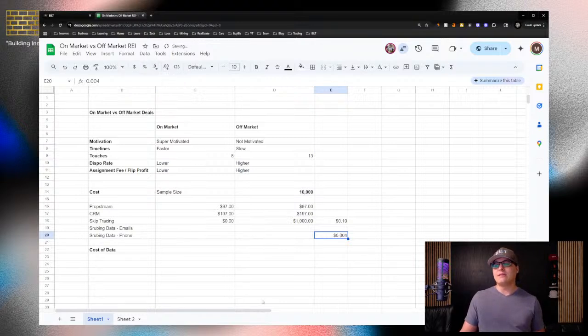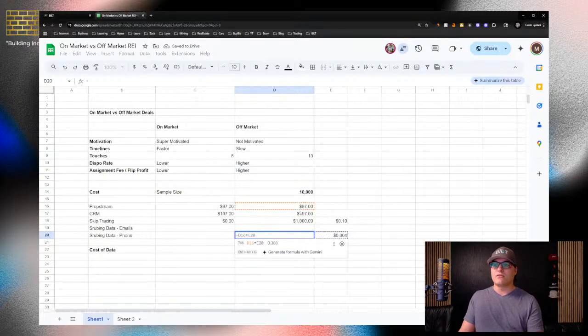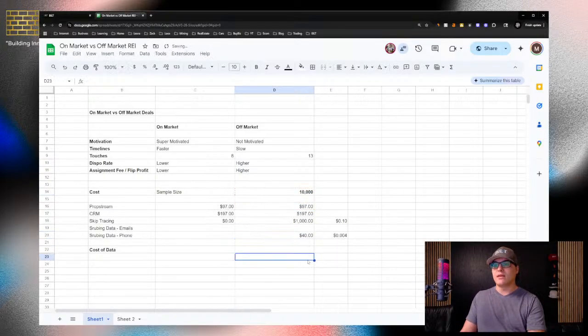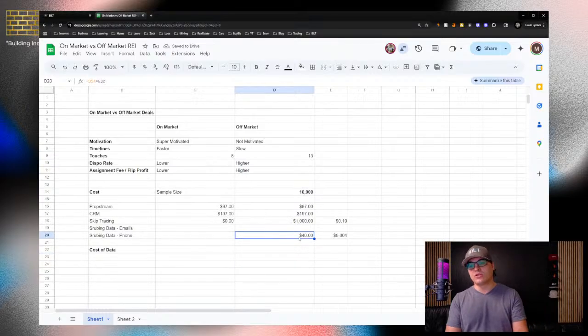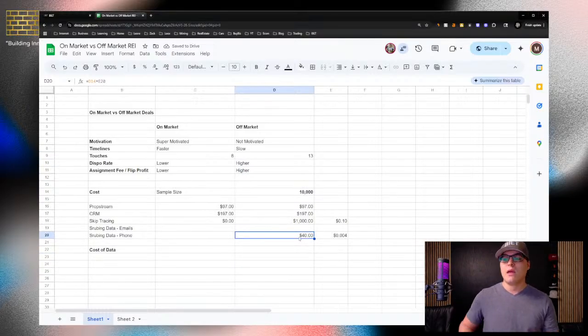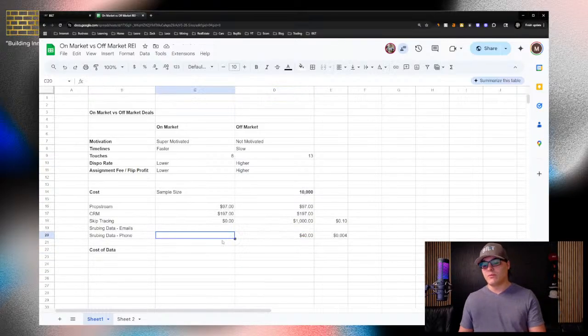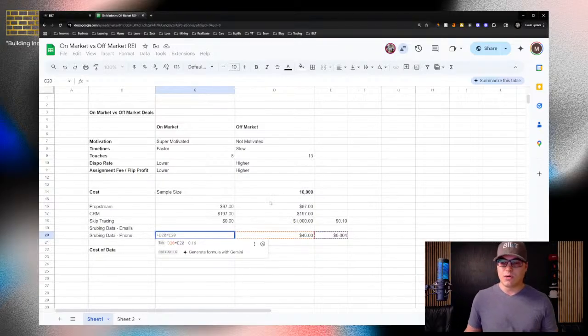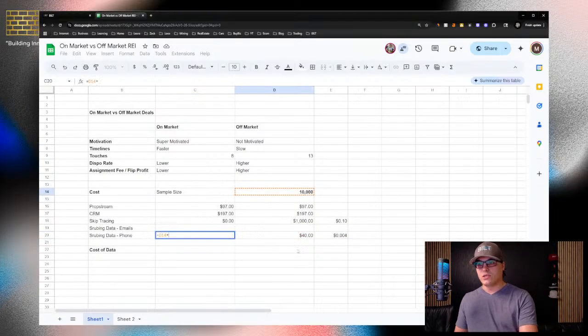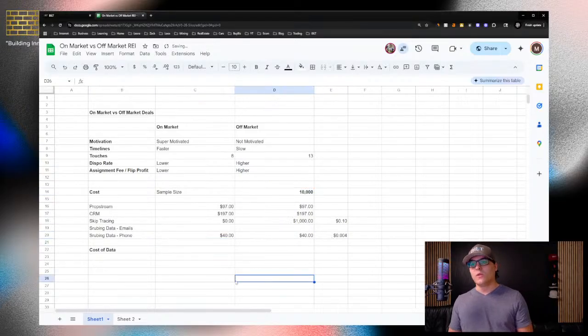But at the end of the day, it is an extra cost, right? In this instance, if you're cleaning this information, you're going to have a sample size, and that fourth of a cent means an additional $40 just to scrub 10,000 leads, right? The same thing goes for on-market as well, because we can't trust tools like PropStream and so forth. So we just need to make sure we are keeping our data clean, right?